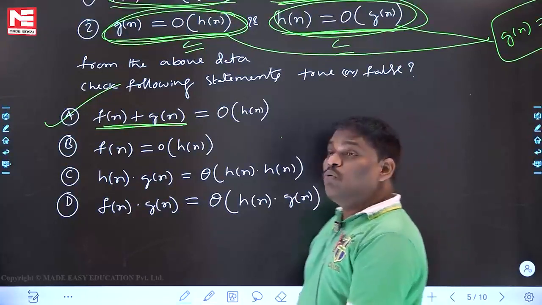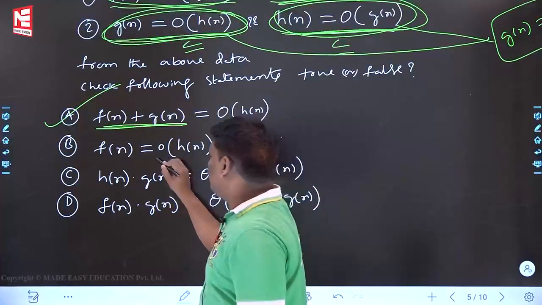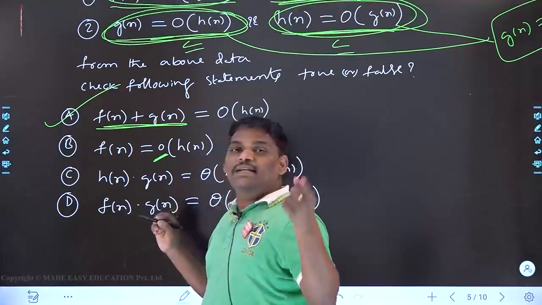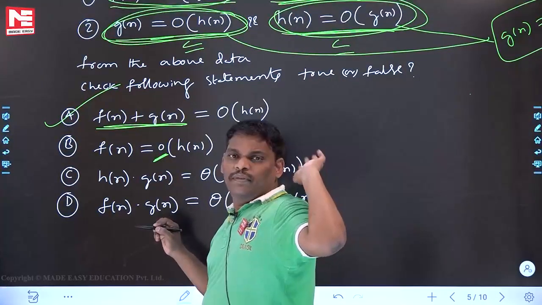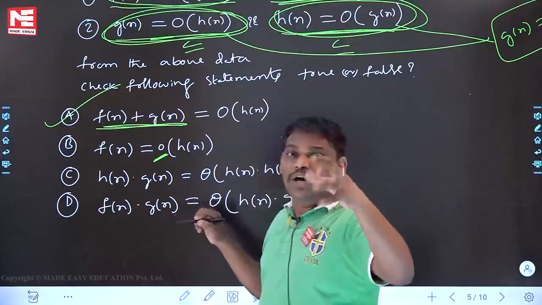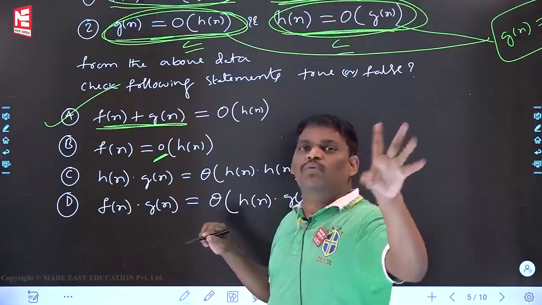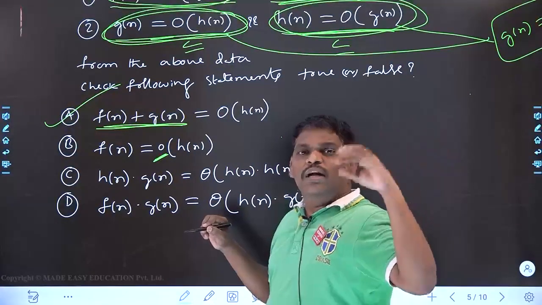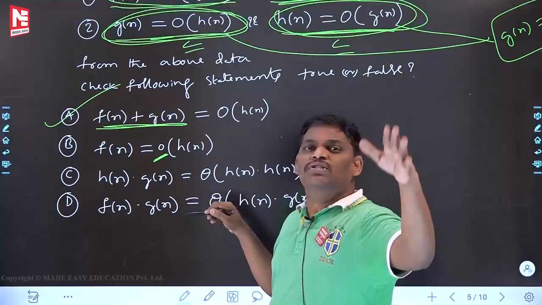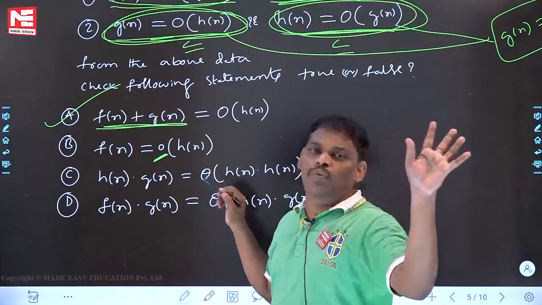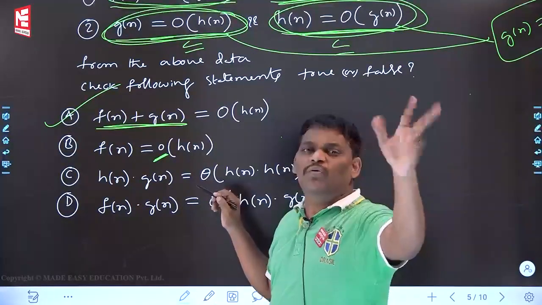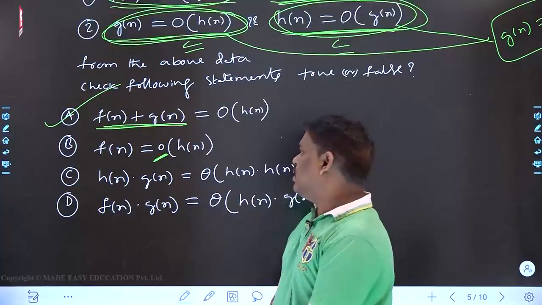F of n is small o of h of n. Unless I say small o, consider it as all big O's only. If you have a small doubt whether it is big O or small o, normally it is big O, because in the examination also, normally they will give big O's only. I normally don't write small o. If I say small o, maybe I want to explain to you. Other than this, nothing.